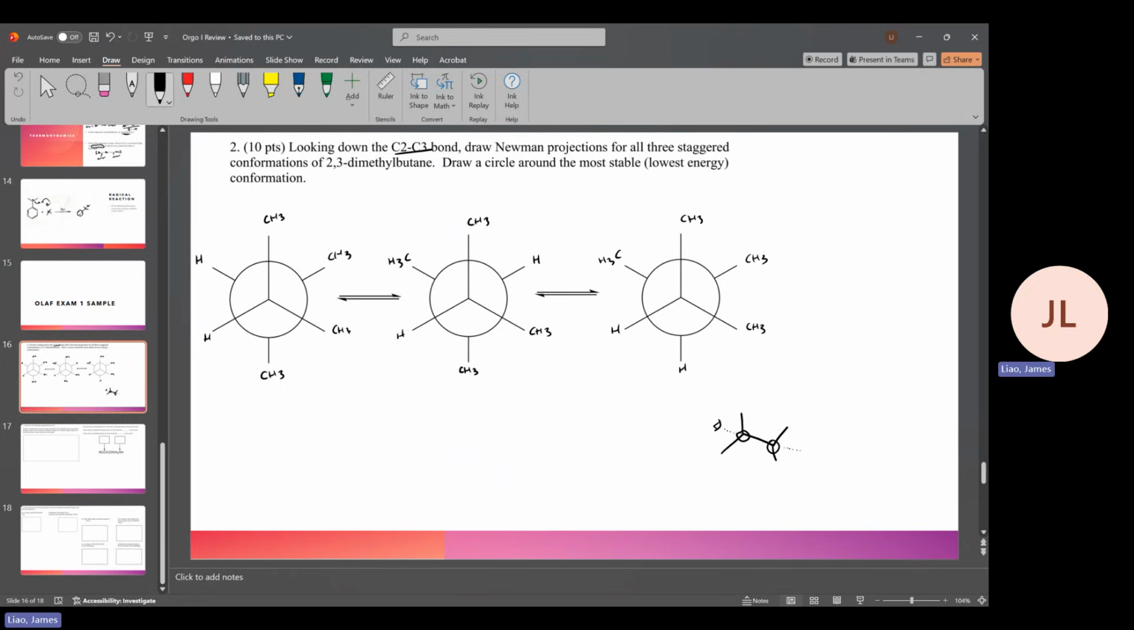Okay, so we have all of our Newman projections. Now we need to figure out which one is the most stable. The most stable is the one with fewer interactions with each other. Looking at the middle one, it seems like there are actually the least interactions compared to these two, which are about the same, where half of the entire Newman projection is interacting on the front and back. So the most stable or the lowest energy conformation in this Newman projection is going to be this one.